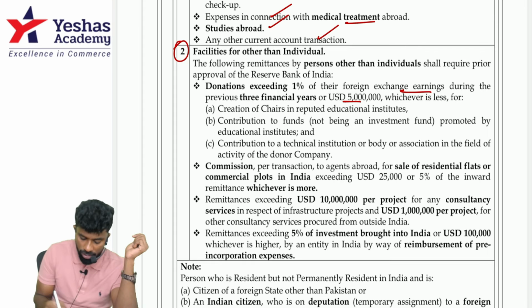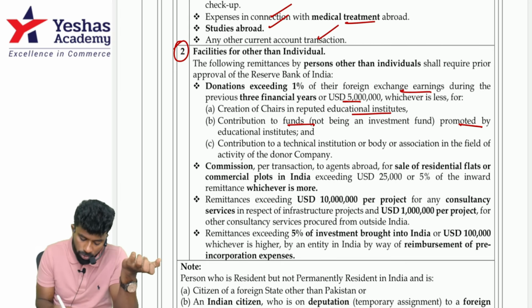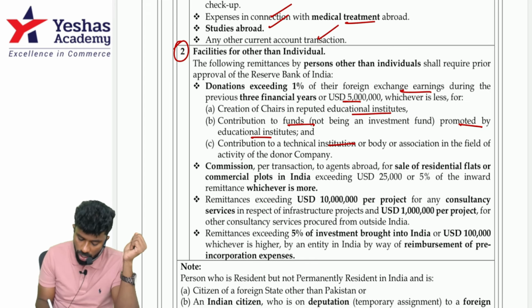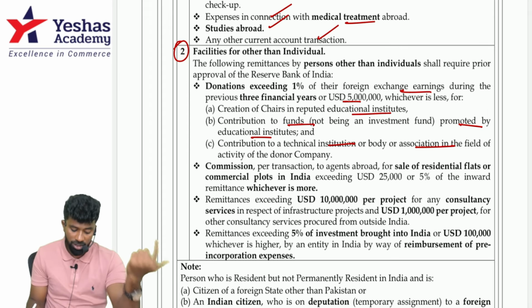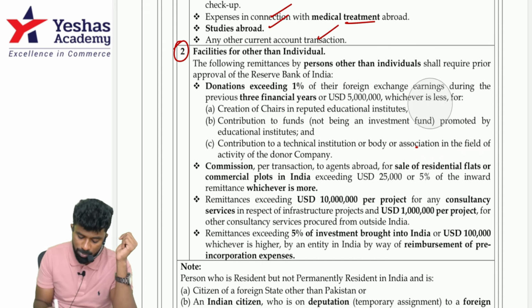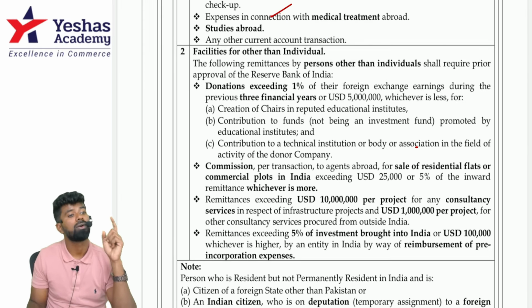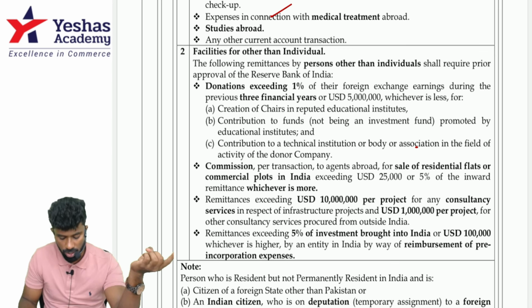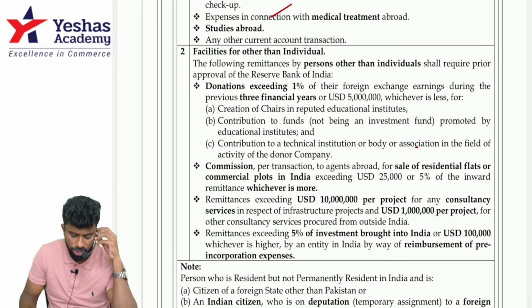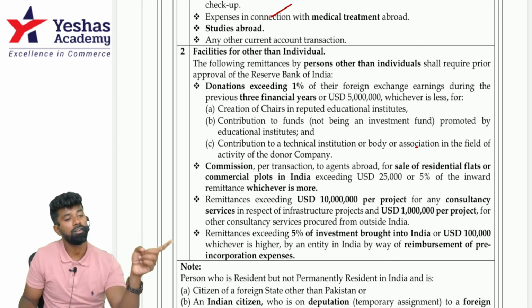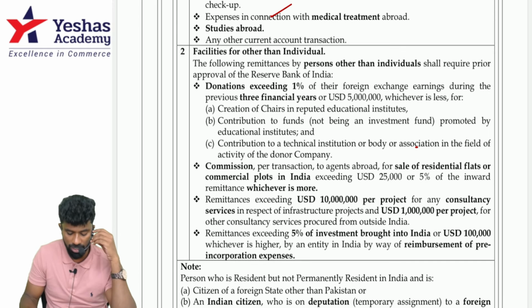The purpose is donation to a foreign institution, educational institutions, or contribution to funds promoted by educational institutions, and contribution to a technical institution or a body or association in the field of activity of the donor company. For this purpose, how much can you draw? 1% of the foreign exchange earned in the preceding three financial years, or US dollar 5 million, whichever is less.